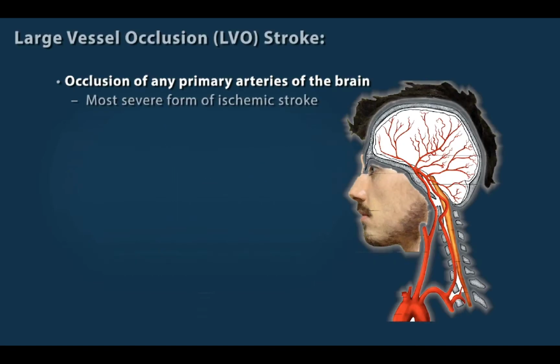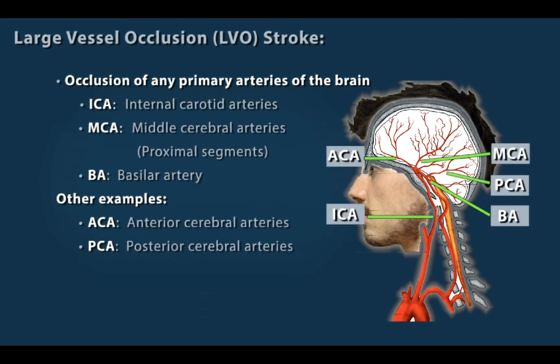An LVO stroke affects any of the primary arteries that supply the brain with blood, making it the most severe form of ischemic stroke. These primary cerebral arteries include the internal carotid arteries and the proximal segments of the middle cerebral arteries, as well as the basilar artery.